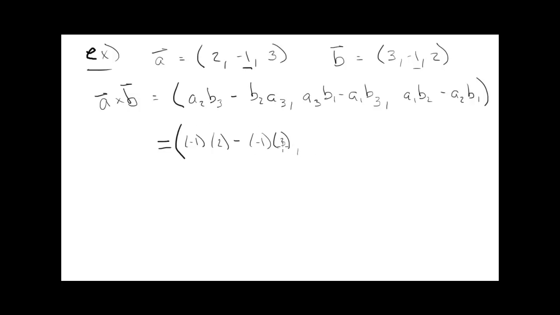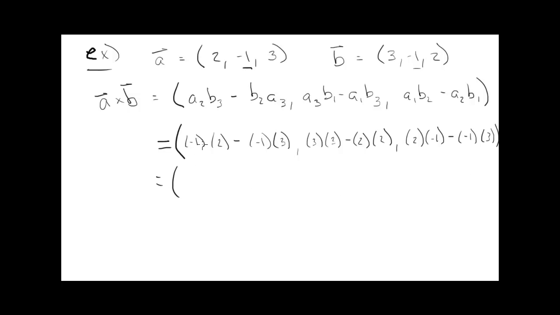So this is going to give us our x component. Now for our y component, a3, third a component, times b1, which is 3, minus a1, which is 2, b3, which is 2 also. And then that's our y component, and now our z component will be a1, which is 2, times b2, which is minus 1, minus a2, minus 1 again, and b1, which is 3. And now just kind of multiply this all out.